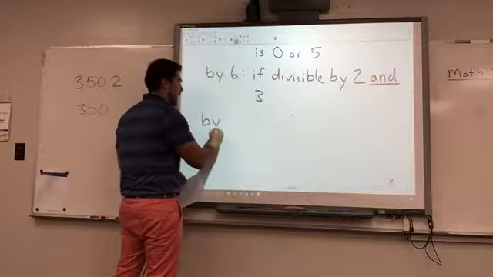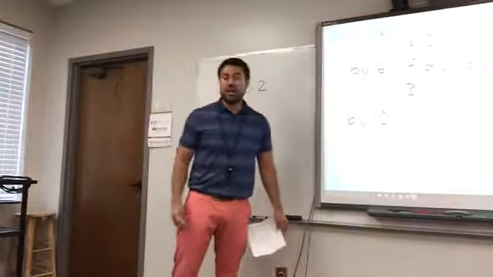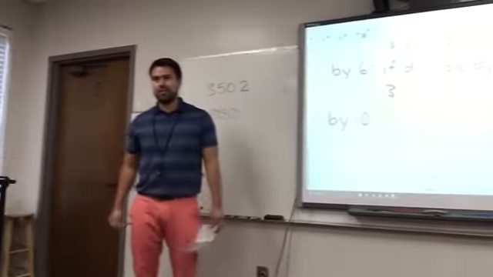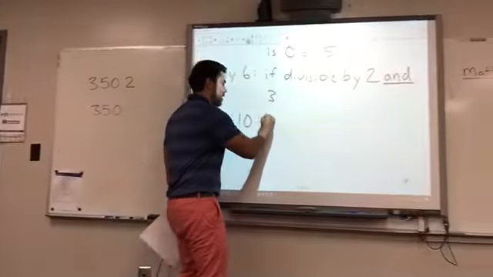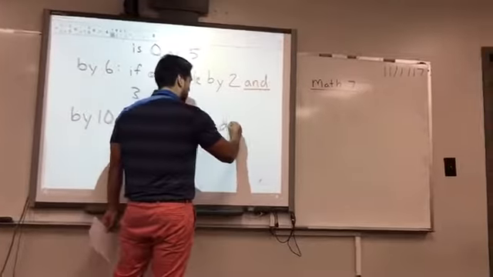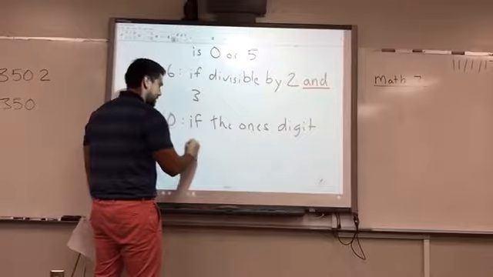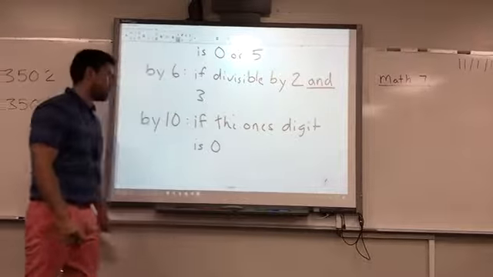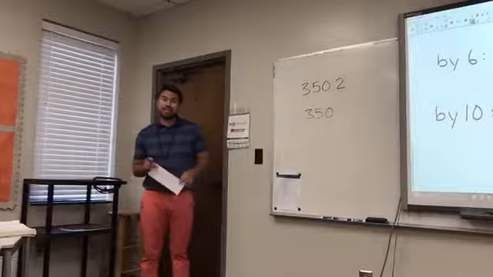And by 10. The toughest one out of them all. No, not 7, 8, 9. Although there are rules for those. Yep. The ones digit is 0. Good. If the ones digit, there you go, ones digit. There you are again. If the ones digit ends or is 0, that's the rule. So back to this number, 350. Is it divisible by 6?